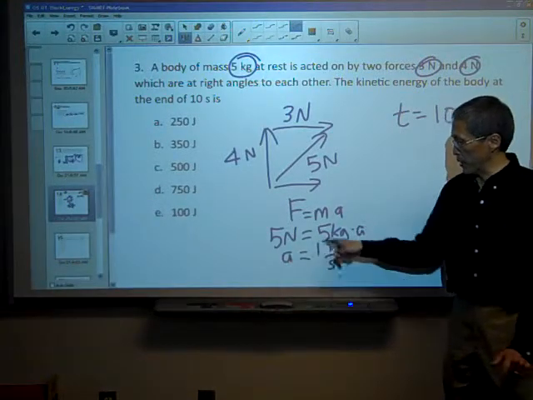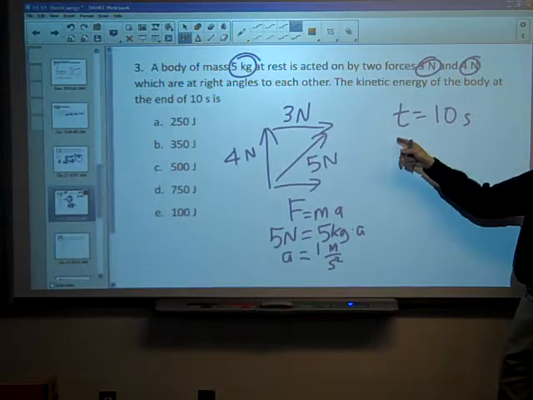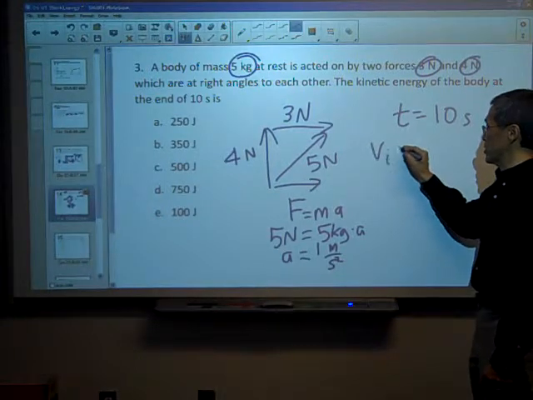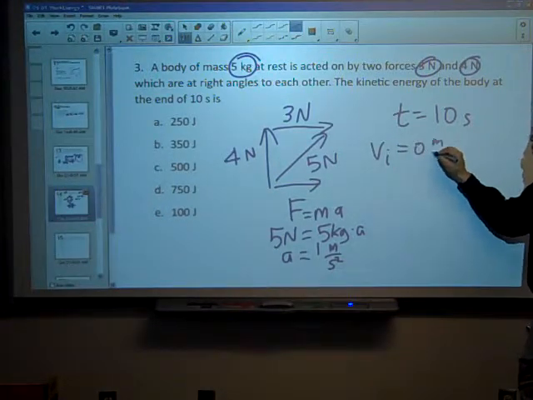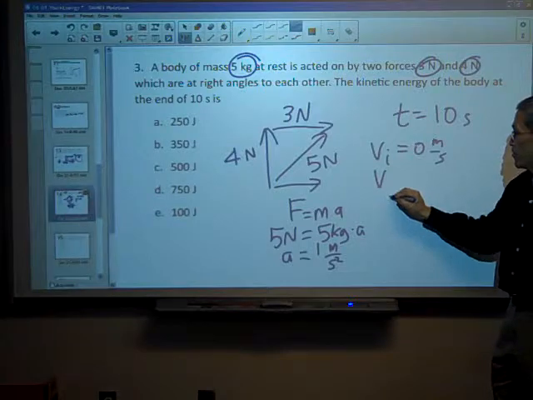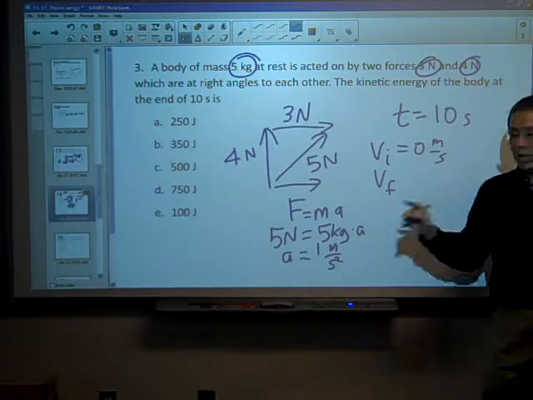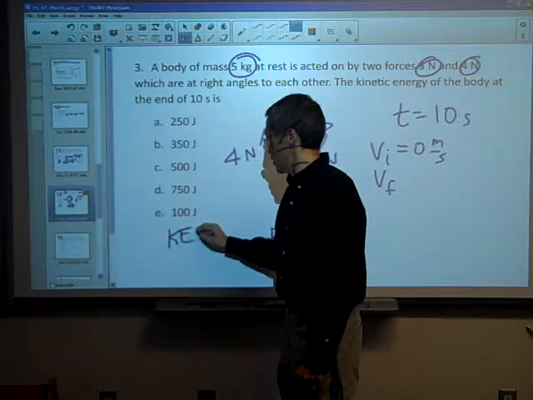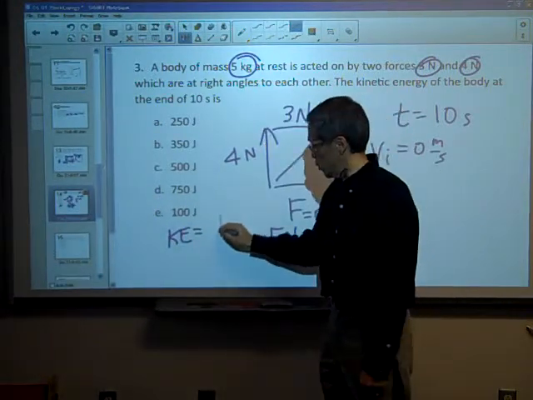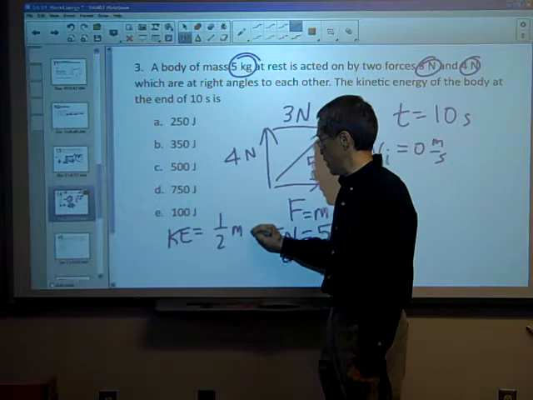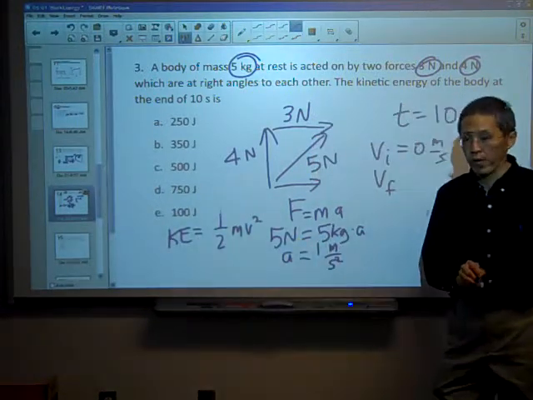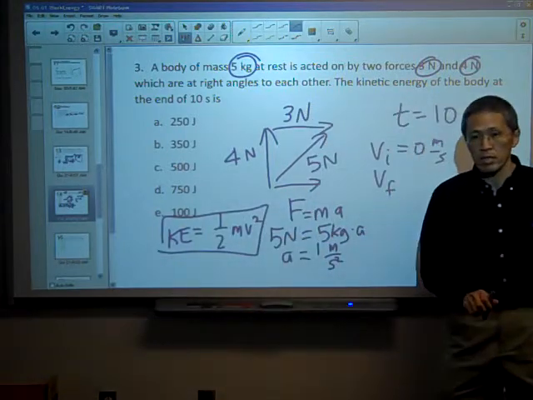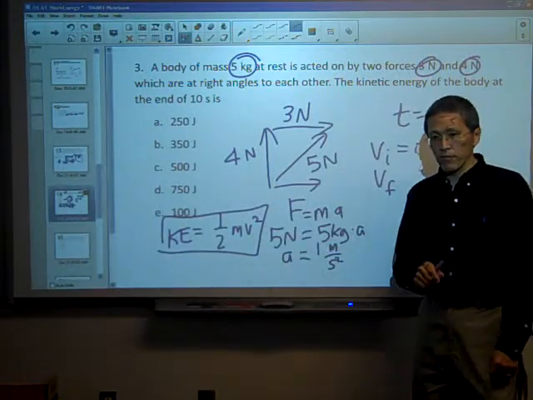So once I know my acceleration, what's going to be my final velocity? Well, I know it starts from rest. So I know my V initial is 0 meters per second. I want to find my V final. Why do I need to find my V final? Because I know that kinetic energy is 1/2 mv squared. Okay? So hopefully you are remembering this. You're going to need this equation lots. So we want to find that V final.